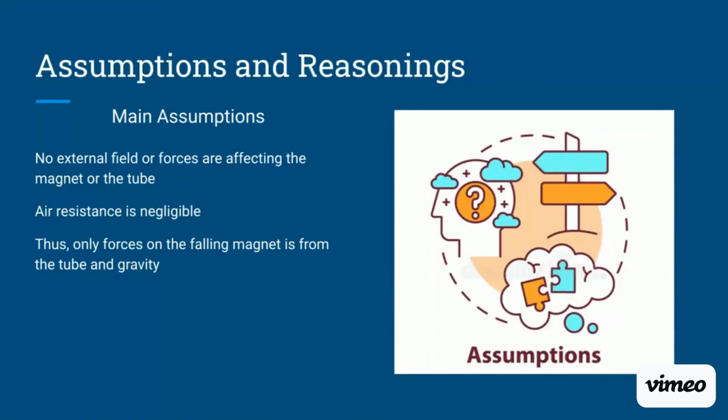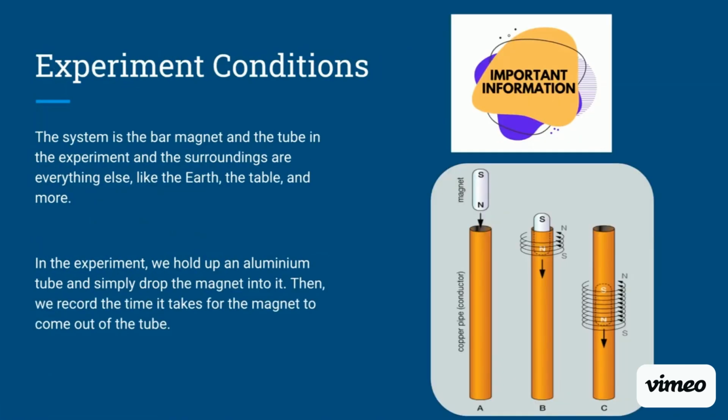Now we just cover some major assumptions in the experiment, and one is that there are no external factors affecting the bar magnet or the tube in the experiment. This means that air resistance is negligible, and the only forces on the bar magnet will be from the tube and gravity. On top of the assumptions, it's important to know that the system, which is what we will analyze, is a bar magnet and the aluminum tube in the experiment, and everything else is surroundings, like the earth, table, and more. Now, for the experiment, we will hold up an aluminum tube and simply drop the magnet into it, and then we will record the time it takes for the magnet to come out of the tube.